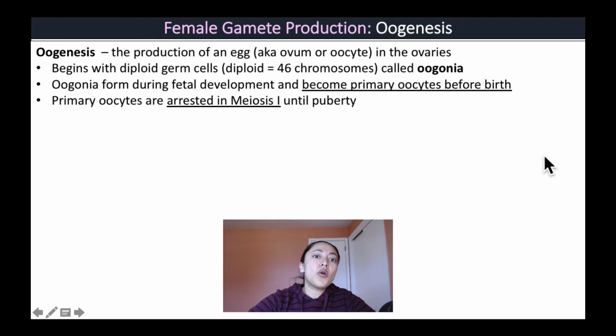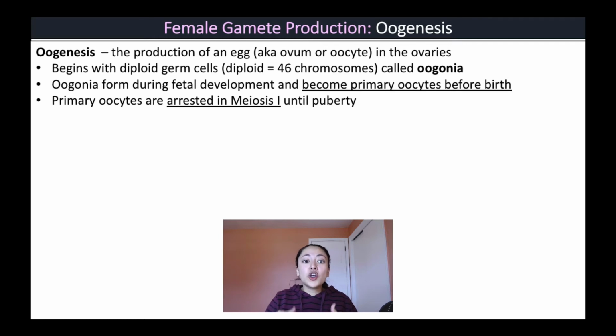Now let's look at oogenesis. I recommend going back and reviewing spermatogenesis and remembering the steps before you look at oogenesis, because they're going to be very similar in the steps that are involved. So oogenesis is the production of an egg, also known as an ovum or oocyte, within the ovaries. It also begins with a diploid germ cell containing 46 chromosomes. However, this cell is called an oogonia instead of a spermatogonia.